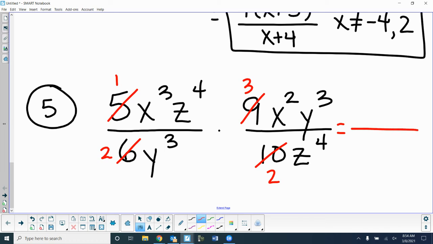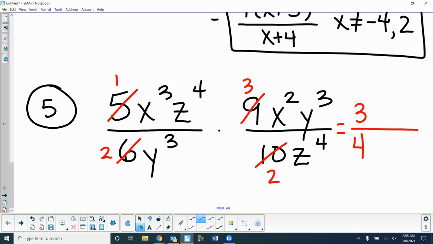So up top, I got 1 times 3, and in the bottom, 2 times 2. So my coefficients are done. 2 times 2 is 4. 1 times 3 is 3. If you wanted, you could have multiplied 5 times 9 and got 45, and 6 times 10 and got 60, and then reduced 45 over 60 if you want.